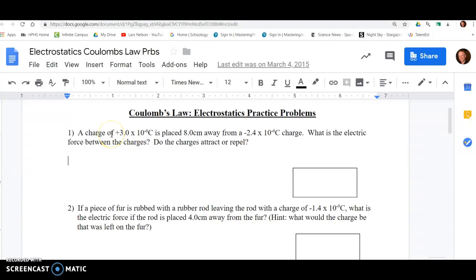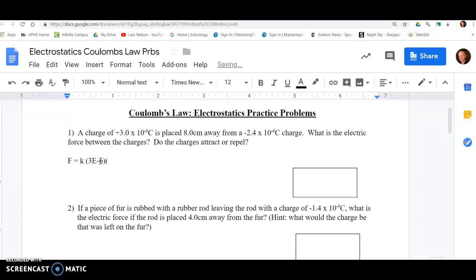First off, when you see the charge is written as 3 times 10 to the negative sixth, when you solve for the electric force F, you have to multiply Coulomb's constant K times the product of the value of the charges. And we're going to use calculator notation, which would translate to 3e negative 6. That means 3 times 10 to the negative 6th power.